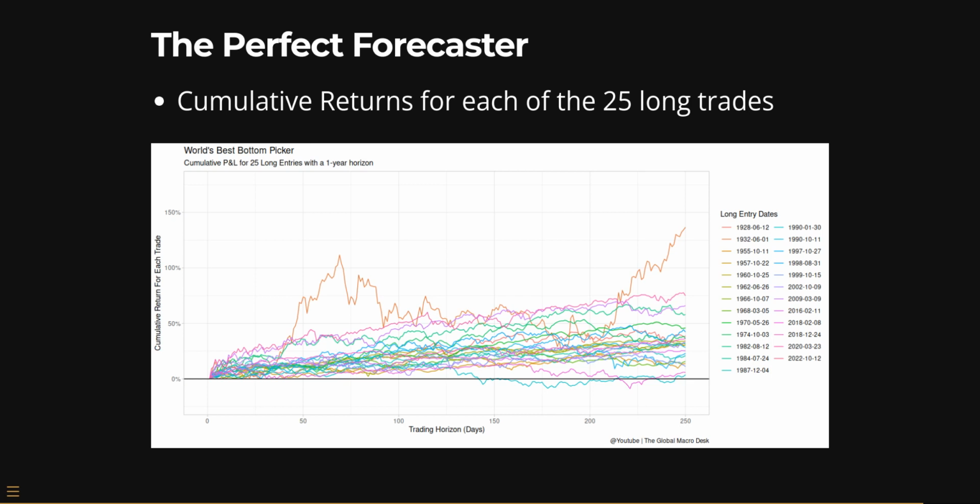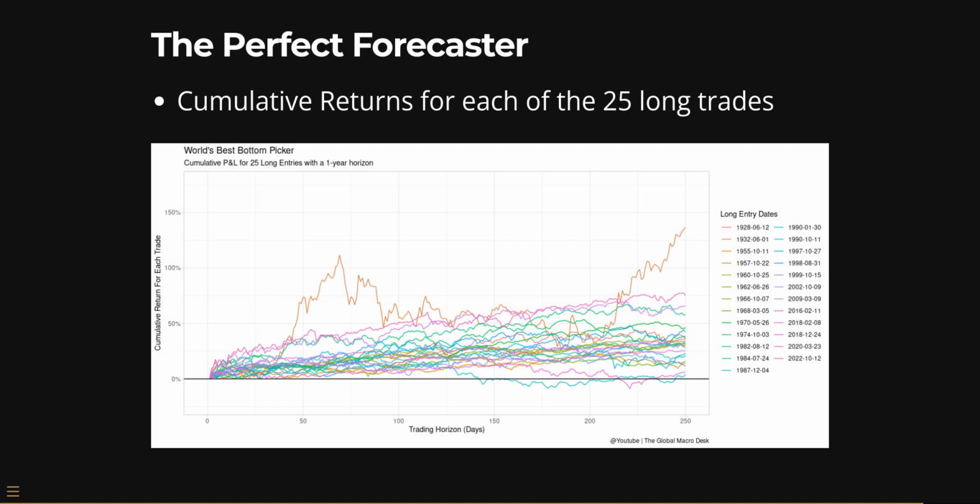Like, I think this return is from 1928. So that's the rally that took place after the 1929 market crash. And there's a couple others there, but you can see that there's a spread even for the perfect forecaster, and there's some returns like the bottom two here that are more like 4%, 5%, even after catching the bottom perfectly.